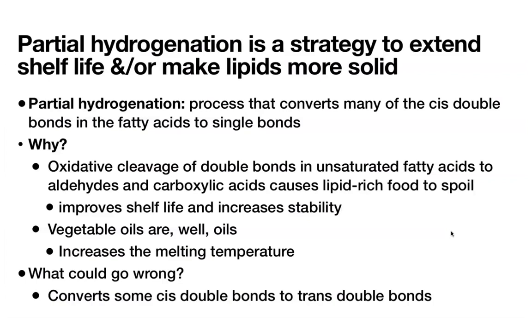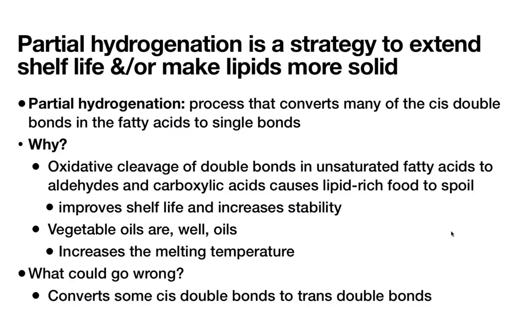And so basically, scientists can do that, or labs, manufacturers can do that. They can use hydrogen, introduce hydrogen in order to reduce those double bonds to single bonds. Another benefit of this is that those double bonds can undergo oxidative cleavage, which over time can cause lipid-rich food to spoil when those double bonds get cleaved. So if you could turn them into single bonds, well, then you wouldn't have that problem. You could improve your shelf life.